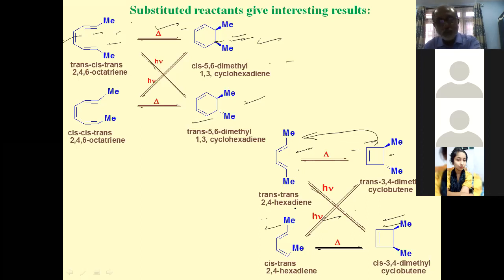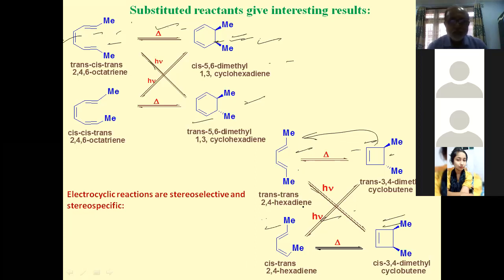But one thing is sure: these reactions are very much stereoselective and also stereospecific, yes or no? Yes, sir. They are very much stereoselective as well as stereospecific. So it exactly fits into this definition of stereoselectivity and stereospecificity.